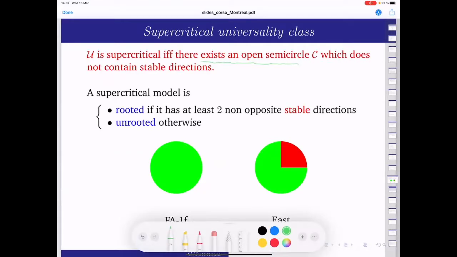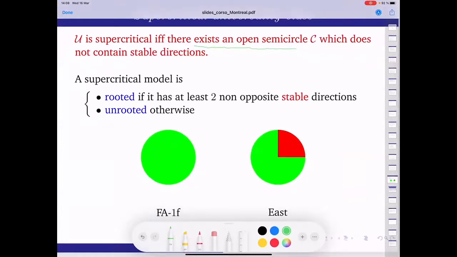Okay, in this case, I see that the model is supercritical. It is the case for the East model, as you see here. This is the drawing for the East model. It is the case for the Fredrickson-Andersen 1F model, for which trivially, as soon as I have an empty site somewhere, I can continue to empty starting from that. In this case, there is not even one stable direction.